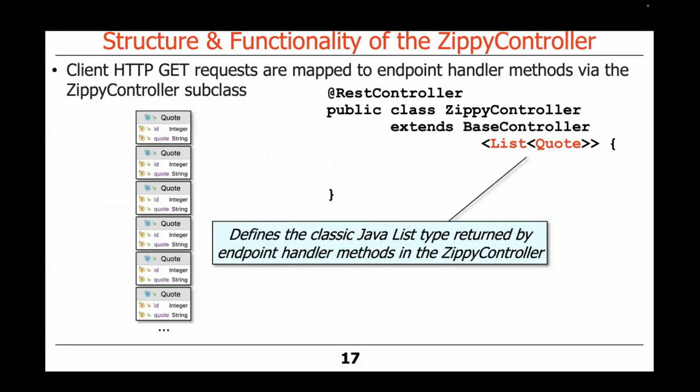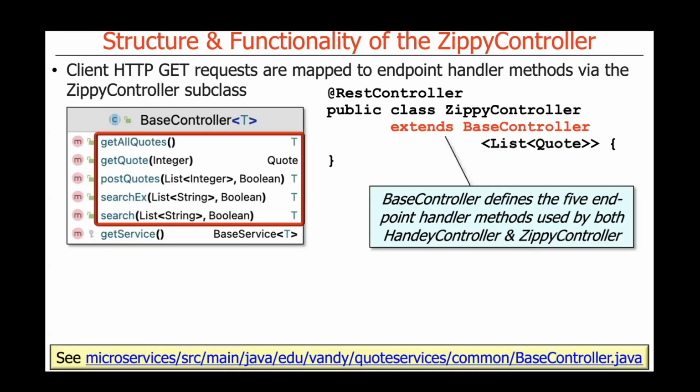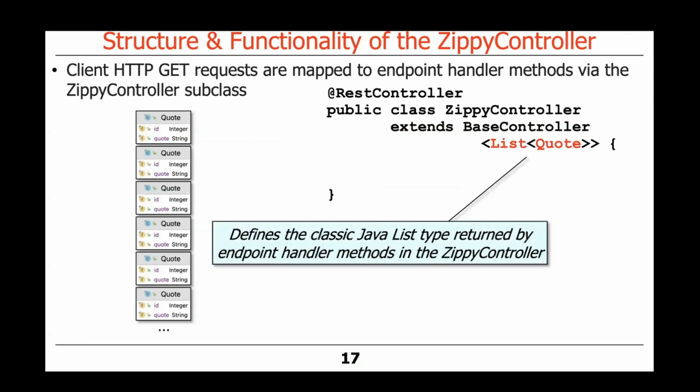Another thing we do here is we define the classic Java list type as the return type for the various methods that are defined in the BaseController. So if you take a look here, those are all generic methods that return generic type T, and we define that type T to be a list of quotes. So that, of course, is going to provide a list of quote objects back to the client in response to the various get and post method requests that come in from the client.